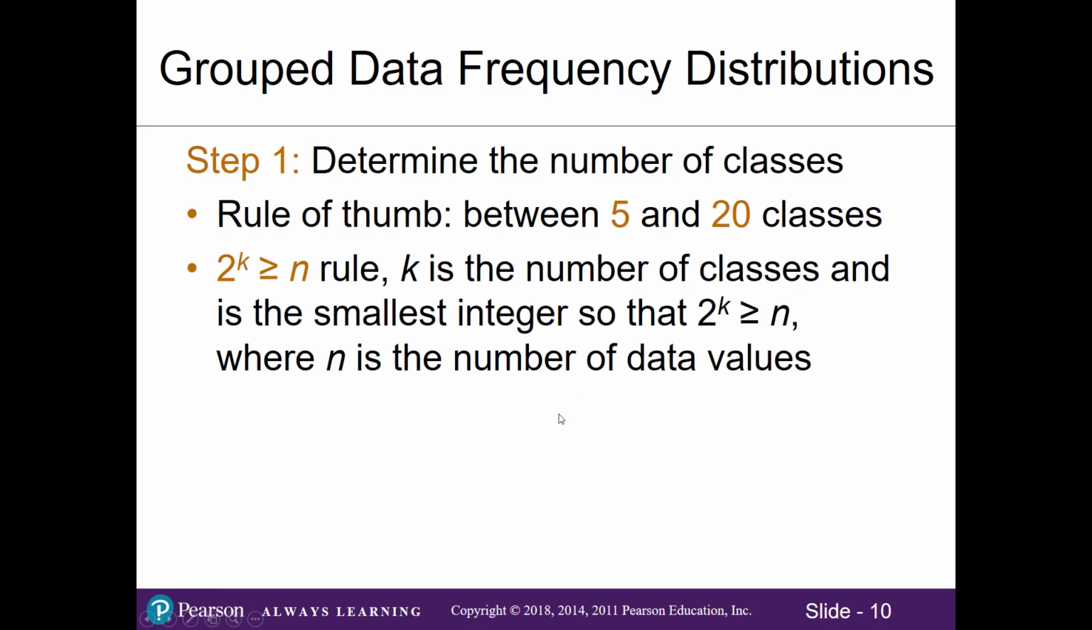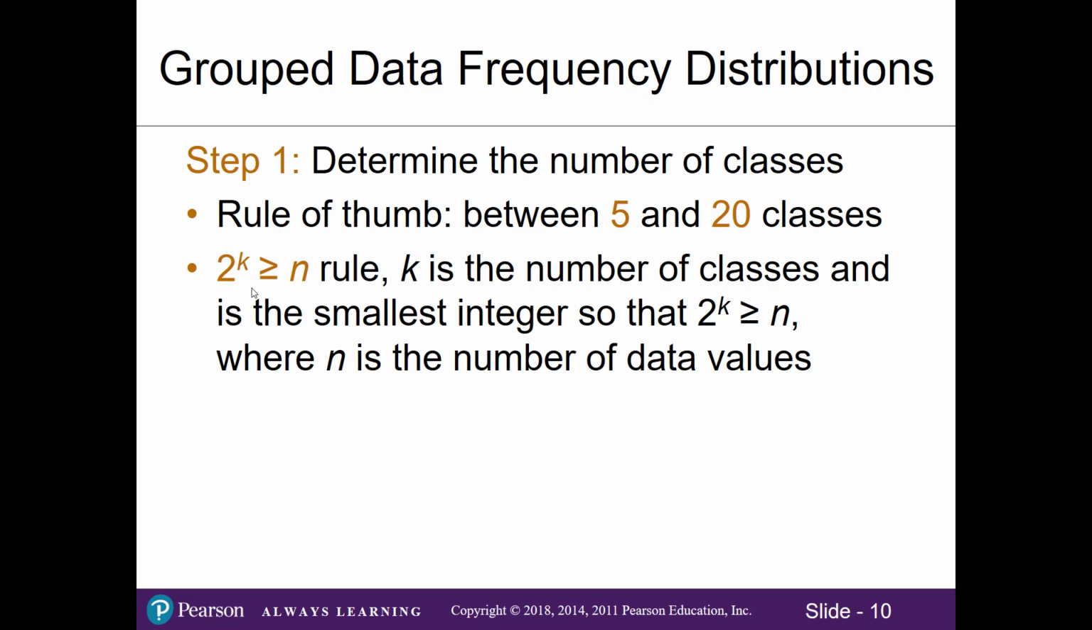So to determine the number of classes, a good rule of thumb is that we want it to be somewhere between 5 and 20 classes. And we use this rule of 2 to the exponent k should be greater than n, where k is the number of classes that we're going to use, and it should be the smallest number possible, where when you do 2^k, it will be greater than our n, and n is our number of data values or observations.